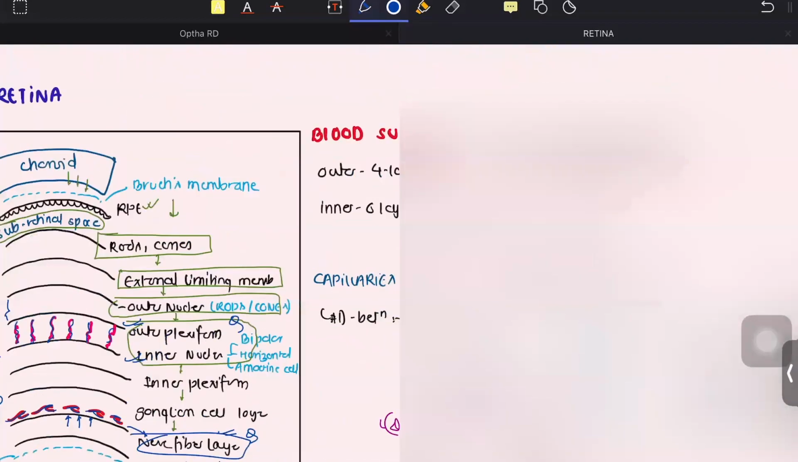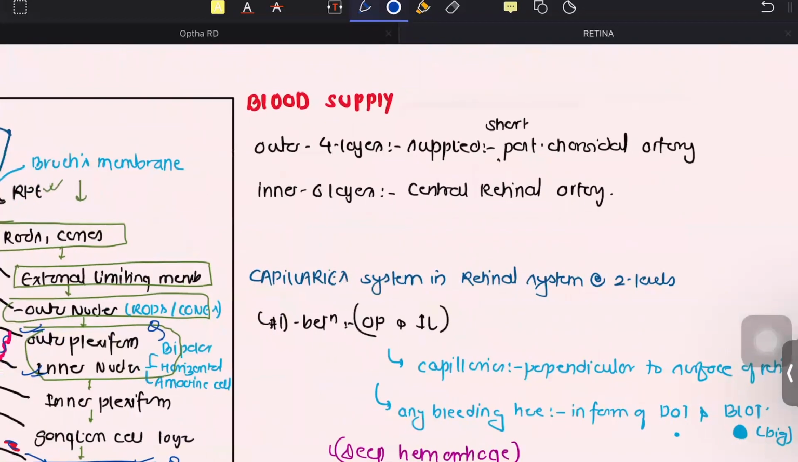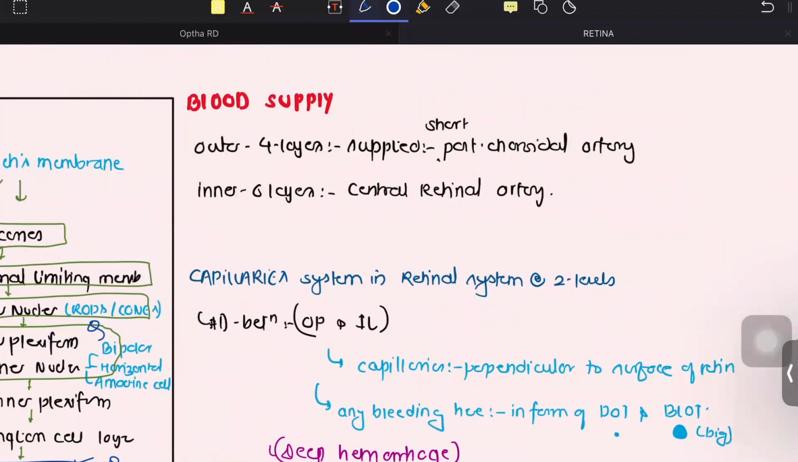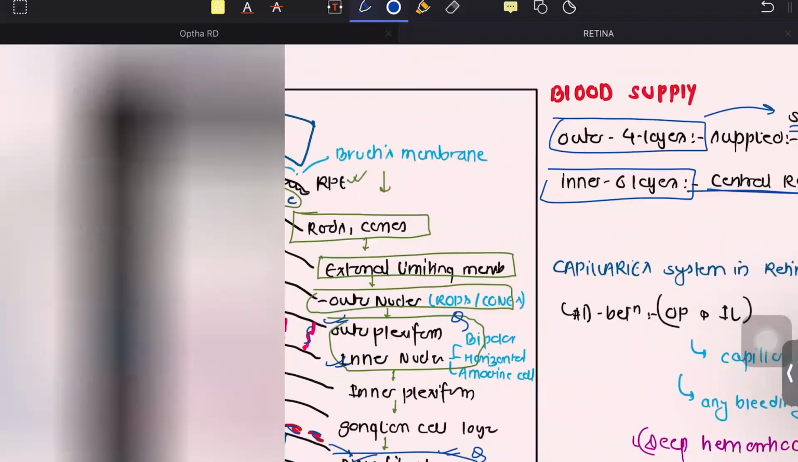So this is very important. And we should also know that the outer four layers of the retina are supplied by the short posterior choroidal arteries, whereas the inner six layers are supplied by the central retinal artery. So what do I mean by the outer four layers?